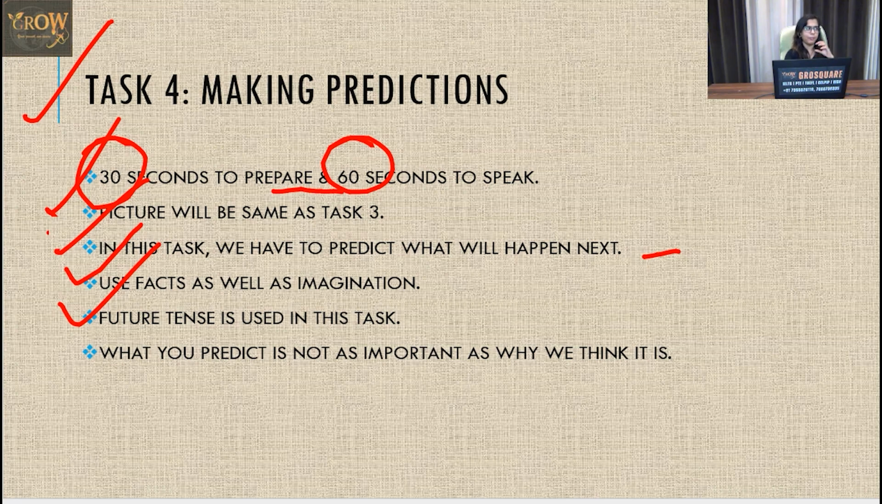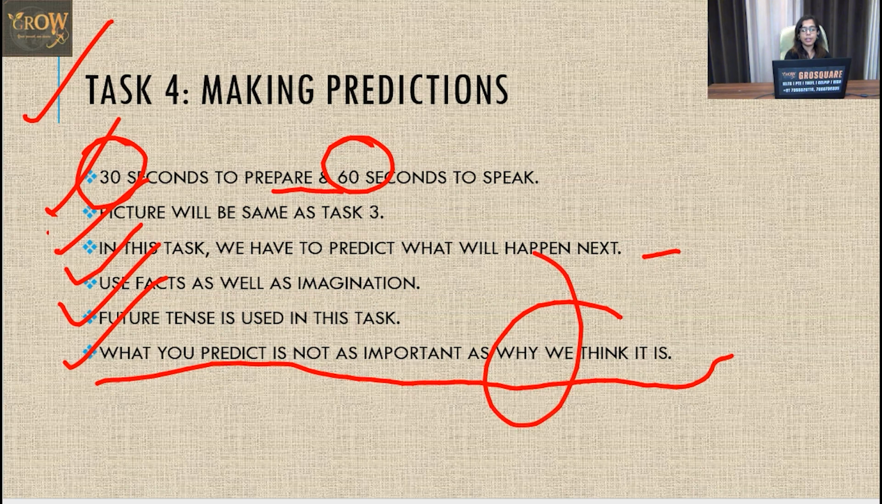Because if we are saying something, we can use facts, like if there is day, we can say there would be evening time afterwards. Future tense is used. Why future tense? Because we are making predictions. Then what you predict is not always as important as why you think it. This is what I was telling you earlier as well.